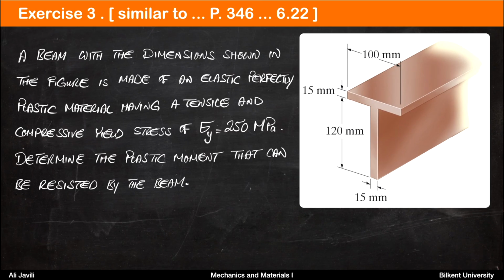Exercise 3 and the last exercise of today's lecture is similar to problem 622 on page 346 of the book. A beam with the dimensions shown in the figure is made of an elastic, perfectly plastic material having a tensile and compressive yield stress of 250 megapascal. Determine the maximum plastic moment, or the plastic moment that can be resisted by the beam. The beam cross section is given here with the dimensions that you can see.